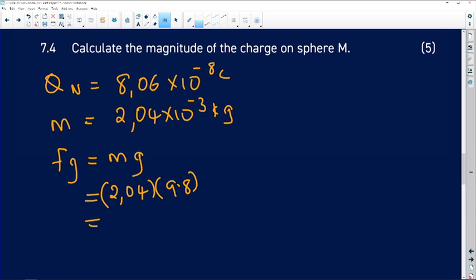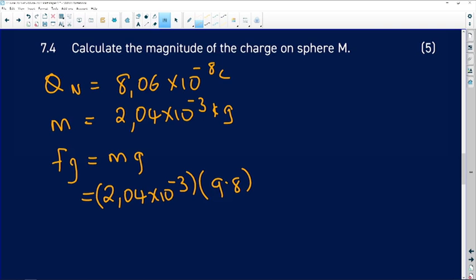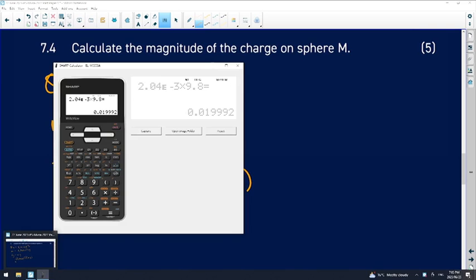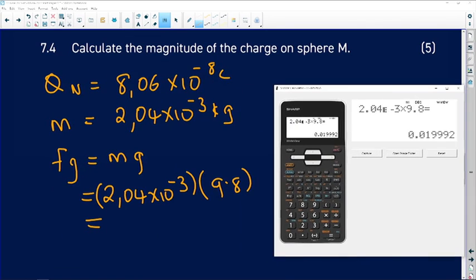We go to our calculator. In fact, it is not 2,4. Do not make this mistake as well in the exam. It is not 2,4. It is 2,04 times 10 to the power negative 3, because I can see it here. And then we have 9,8.